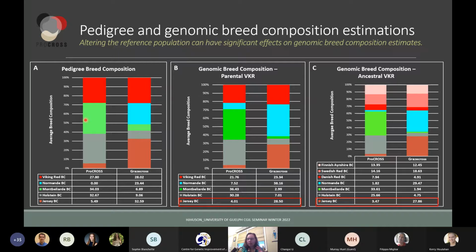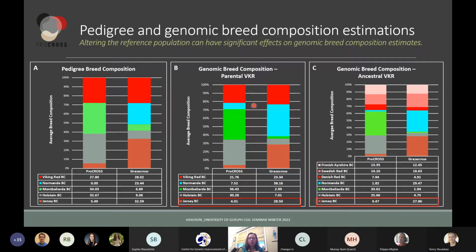So in this figure, same crossbred animals, they're all pro-cross in this case. Well, there's pro-cross and there's graze cross. Graze cross are a similar 3-breed rotation, but they focus on Jersey, Viking Red, and Normandy. So focus more for a grazing animal. So over here, out of all the animals we've sampled, which in these populations are usually almost 300 pro-cross and almost 200 of the graze cross. So over here's pedigree estimations.